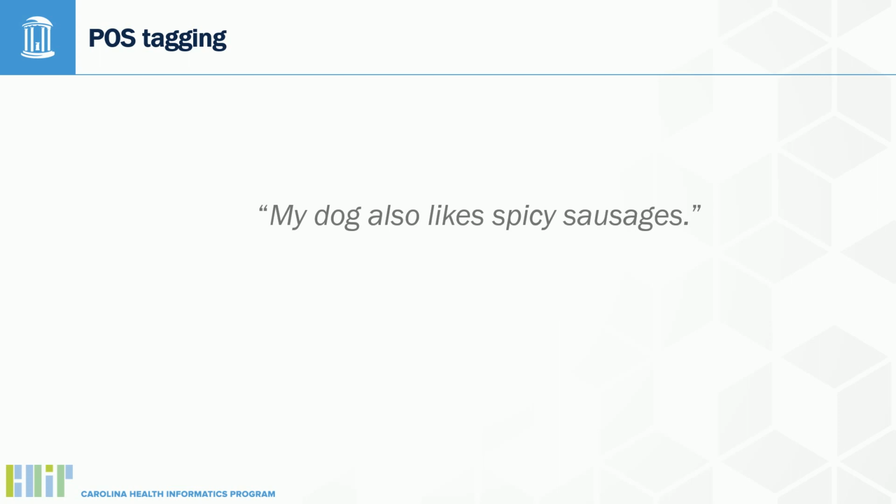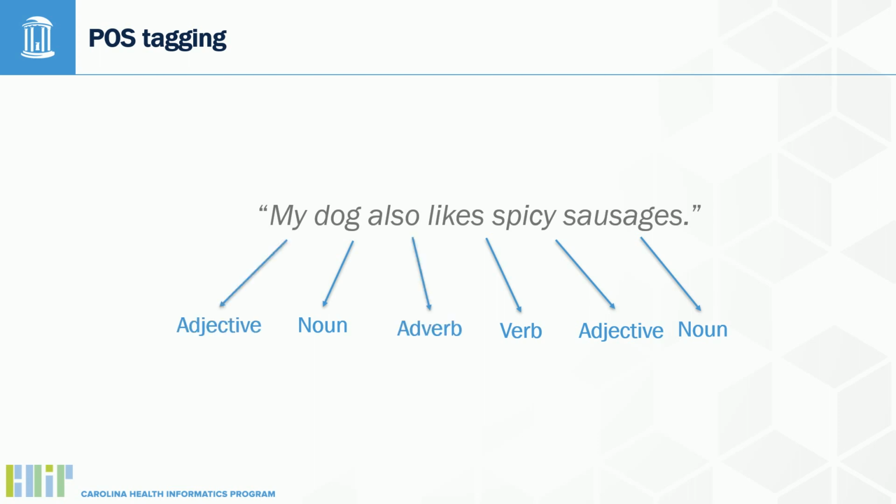For example, in this sentence, we have dog and sausage as nouns, spicy as an adjective to modify the sausage, like as a verb to describe the relation between the dog and sausage, and the my to specify the dog and also to specify the situation of the like. What we are doing here is describing the lexical features and function of each word with a label based on its definition and context. These tags are not trivial, because in many cases, a word can have more than one category in a sentence. With POS tagging, we can distinguish those different categories.